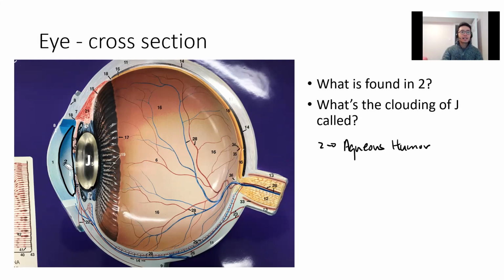J is the lens, and the clouding of the lens is called cataracts. It's when the protein starts to crystallize in the lens, and then you will slowly lose peripheral vision. You can do surgery to fix that and get an artificial lens. Okay, that's it for the sensory organs.